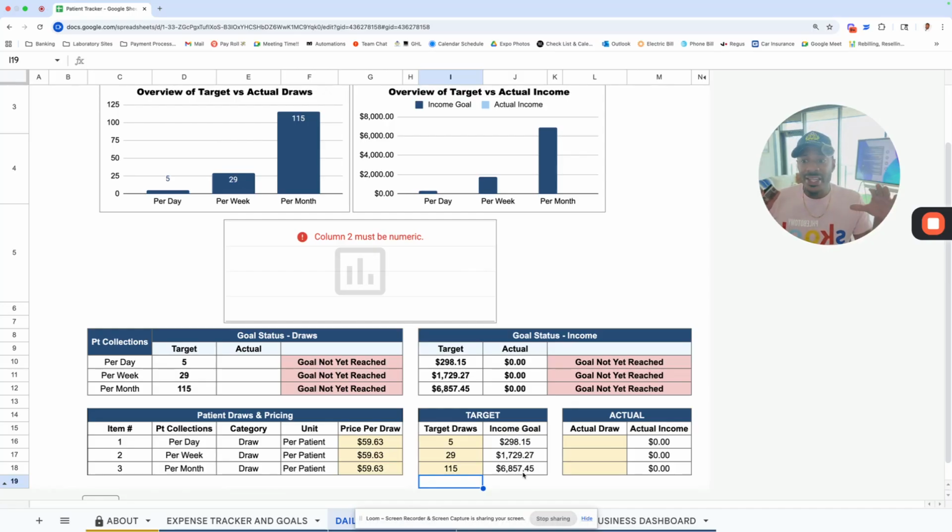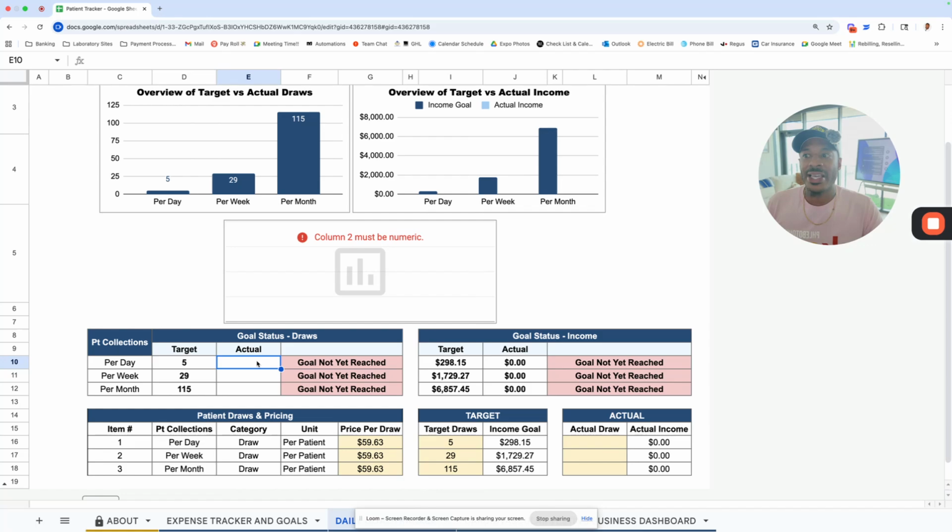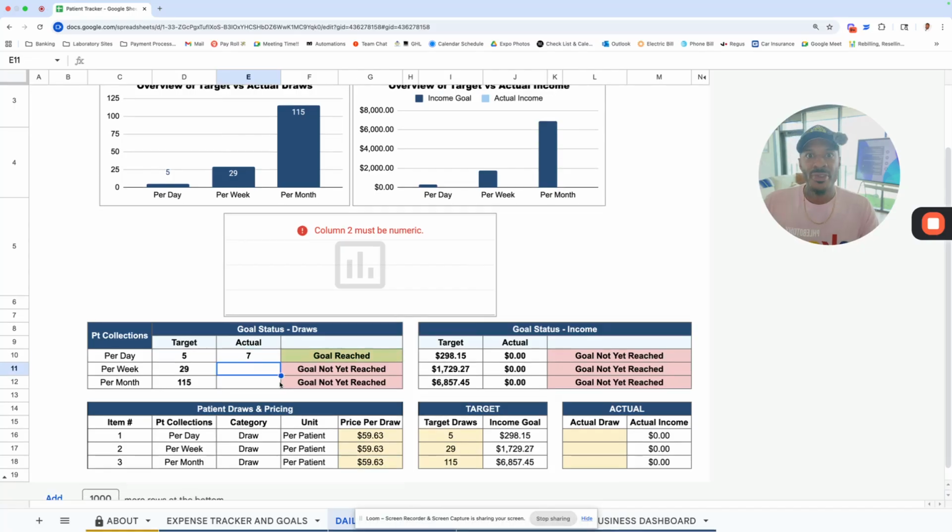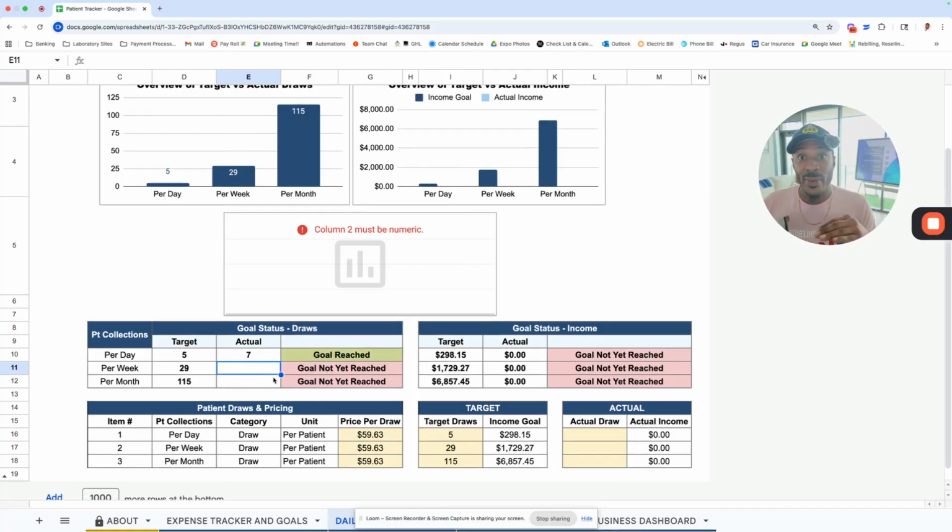So now let's just say you've done your marketing, you've done your advertisement, you've done billboards, you've done ads on Facebook, Instagram, right? And you got a lot of traffic to your business. So now we're going to look at some actual numbers so that we can see what we actually got. So let's just say in that day, instead of seeing 5, we saw 7, okay? So now our goal has been reached. But let's just say in that week, hey, we didn't see all 29 patients in a week. We only saw 22.